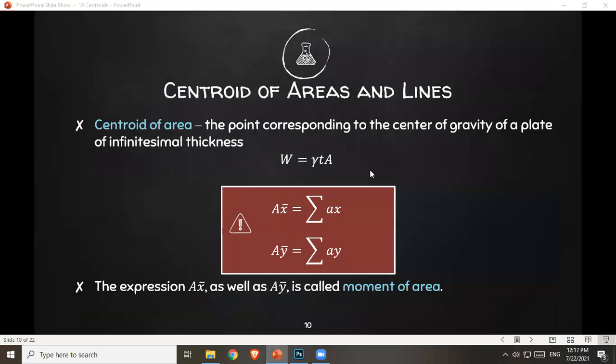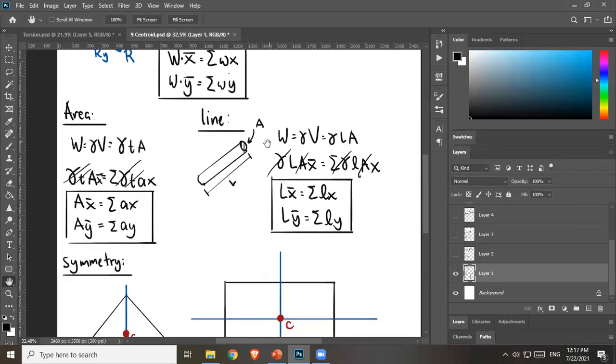Next, centroid of area. So the point corresponding to the center of gravity of a plate of infinitesimal thickness. So infinitesimal thickness just means very, very, very small thickness. So I call this centroid instead of center of gravity because an area doesn't have weight. Remember, center of gravity relates to weight. Okay? So for area, it's just a centroid, and these are your equations. So once again, let's try to get the equations for that.